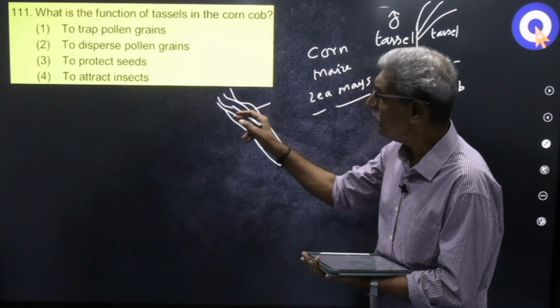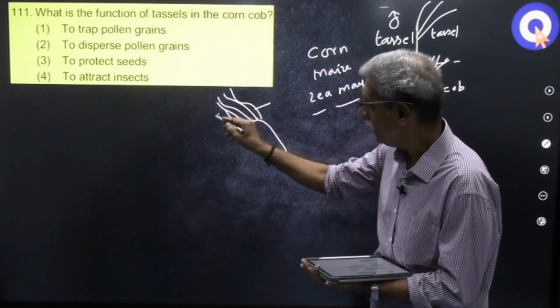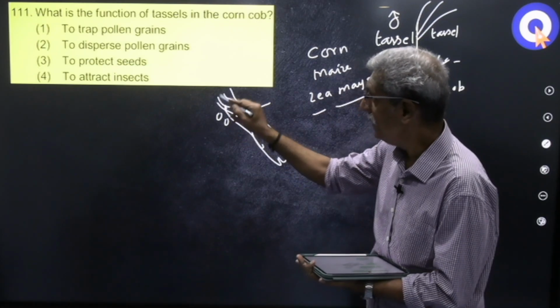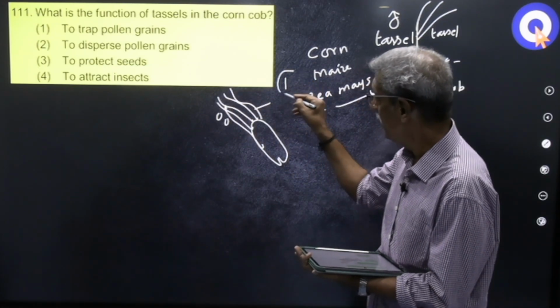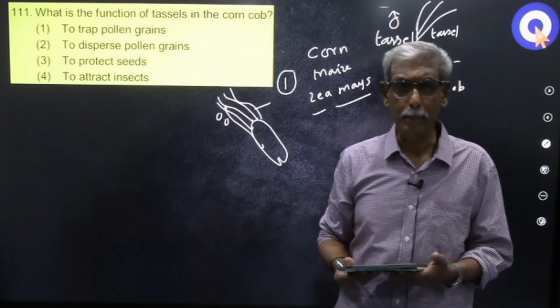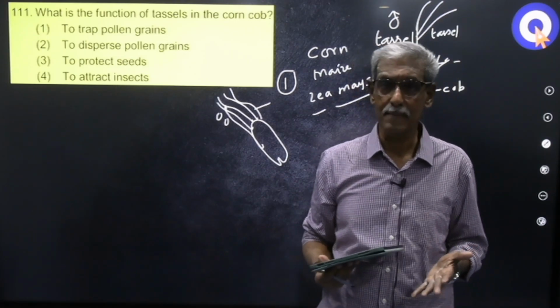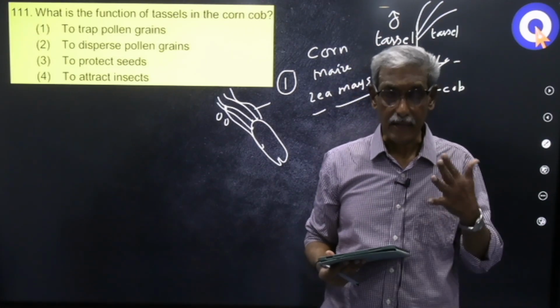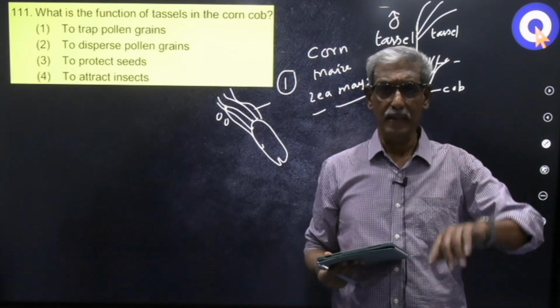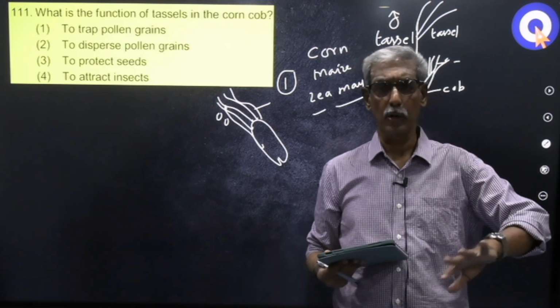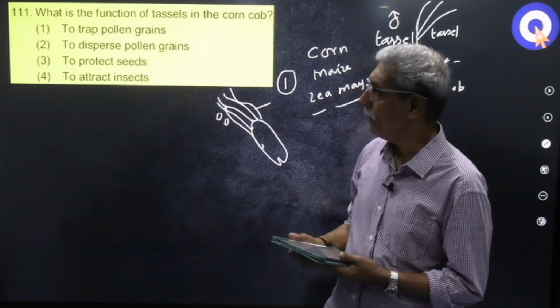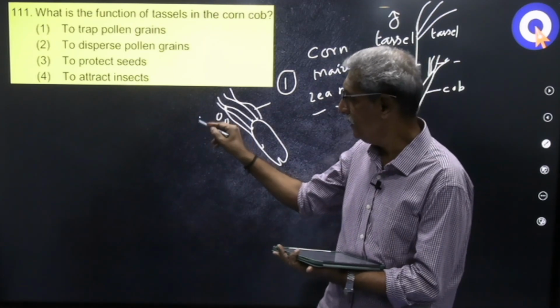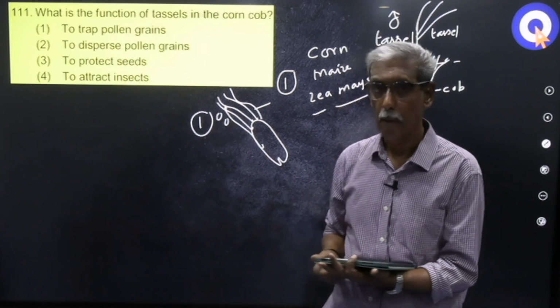So the function of the hair-like structures is to trap the pollen. Basically to trap the pollen. It is an adaptation for wind pollinated crops. For wind pollinated crops, to trap most of the pollen, they have either a silky style or tassels, which primarily help in trapping of the pollen grains. The option here is 1.